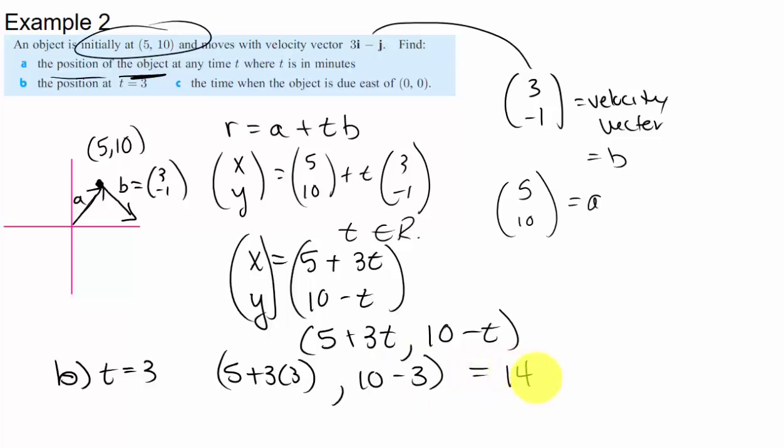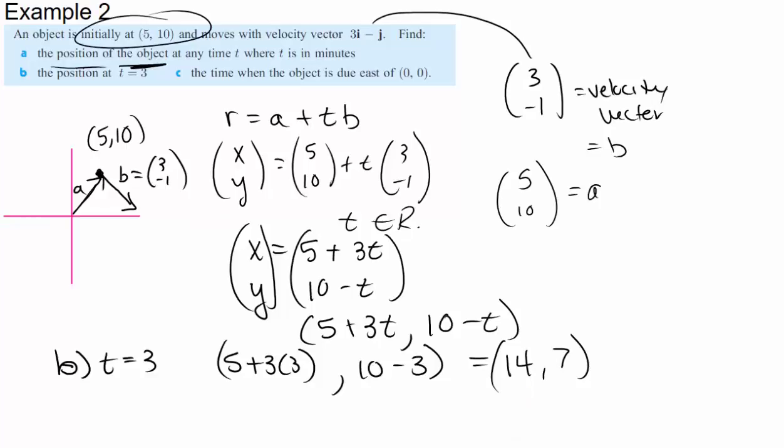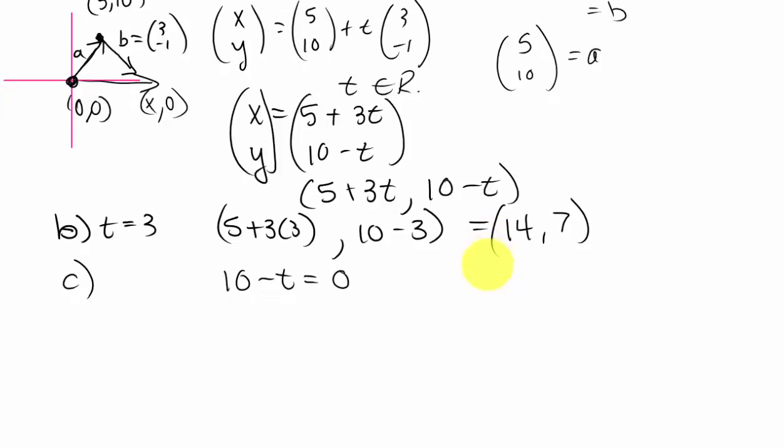And we get 14, 7. For C, it's saying the time when the object is due east of 0, 0. So if you think due east, and back up here on this diagram, here's 0, 0. If we are due east, that means that our y value must still be 0. So therefore, if the y value must still be 0, and I take my y component, I have to set it equal to 0. So t is equal to 10.